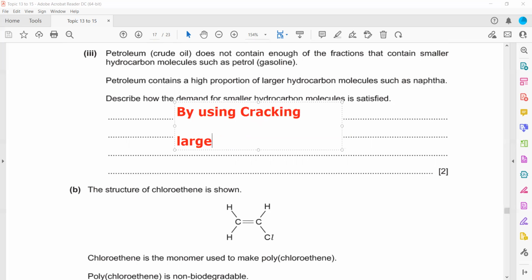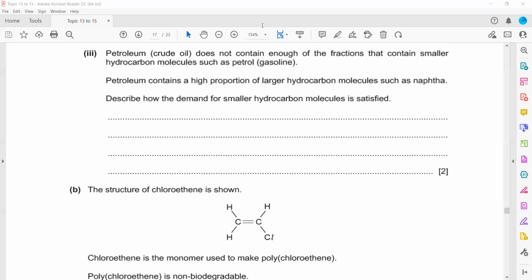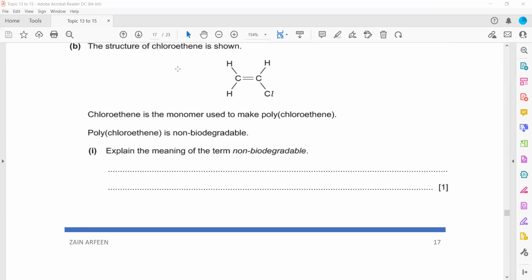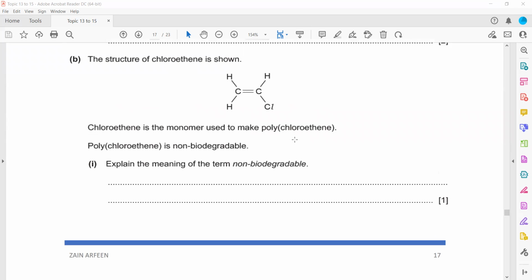the large molecules break down into smaller, useful molecules. So that's how we obtain the smaller molecules, because in crude oil or petroleum, we don't find the small molecules proportion higher. The large molecules proportion is much higher.